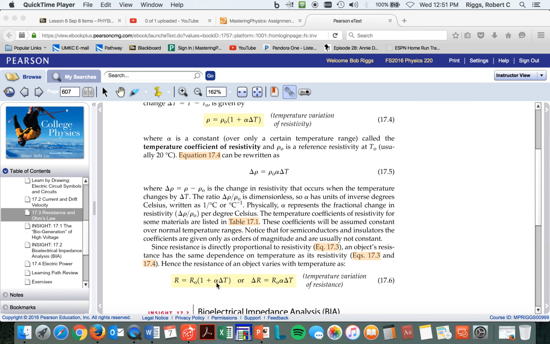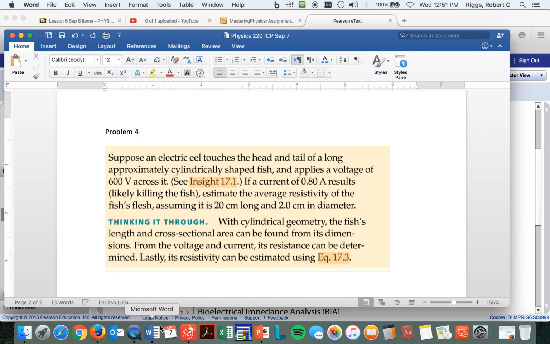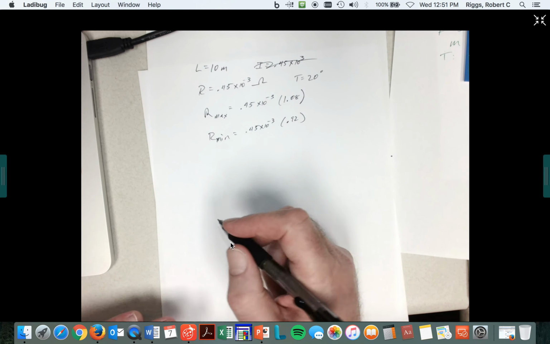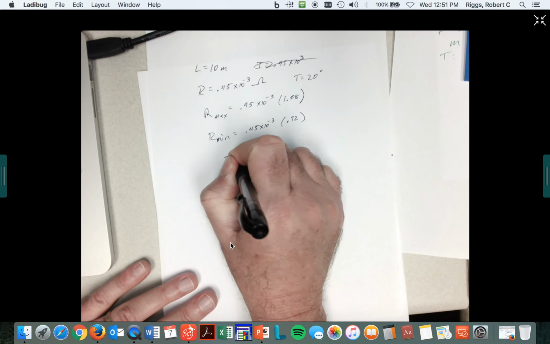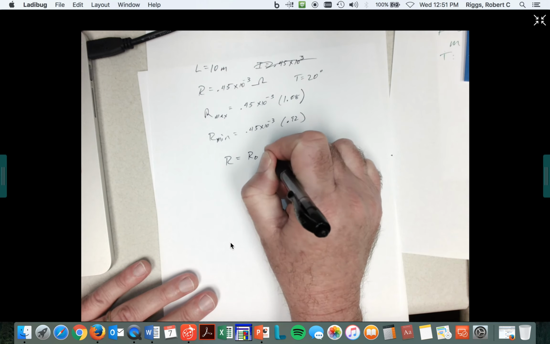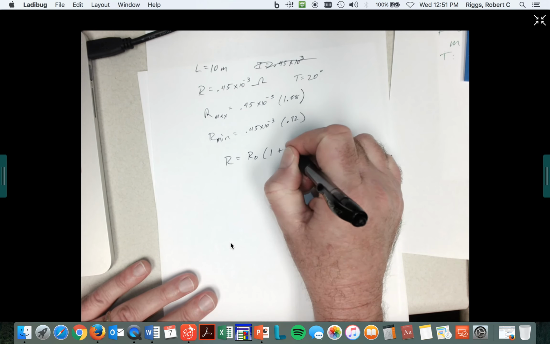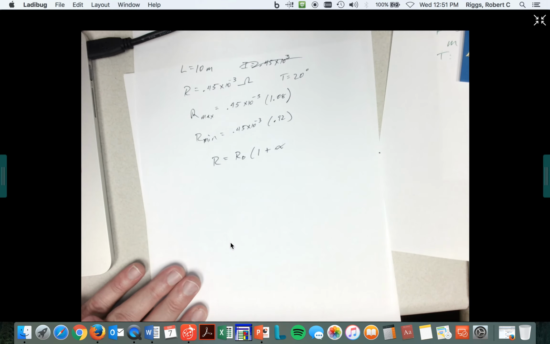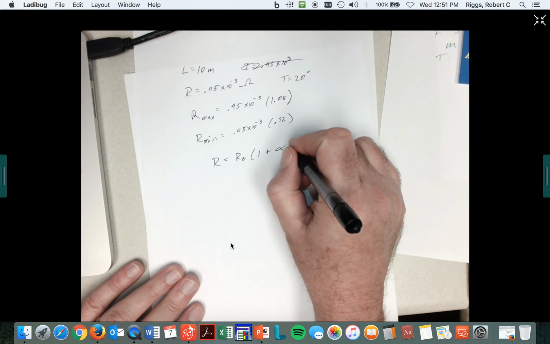Well, let's just work out the algebra, okay? And you can watch me fumble around maybe for a minute while we're doing this. All right, so here we go. So we found out R is equal to R naught times 1 plus the temperature coefficient of resistivity times delta T.